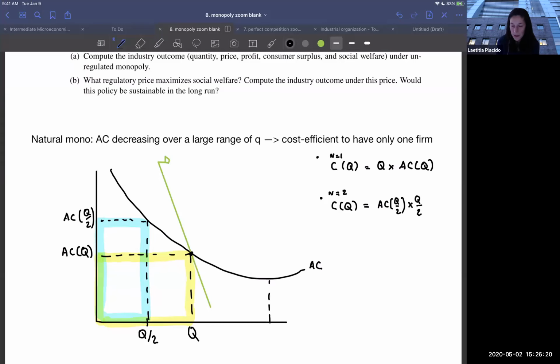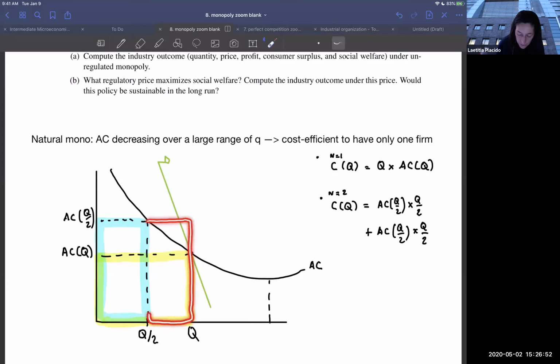But now I have firm B producing also Q over 2. And what will be the total cost for that firm? Well, because they have the same cost, it will be also AC of Q over 2 times Q over 2. So in other words, we have twice this area here. This area is the total cost to firm 1, and we are going to add the same area here to visualize the total costs when you have two firms. So I'm going to do that.